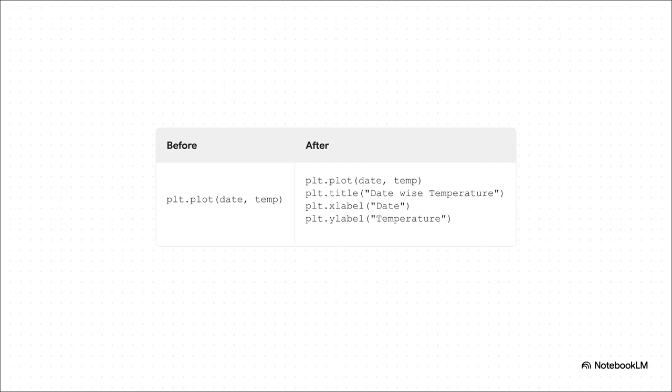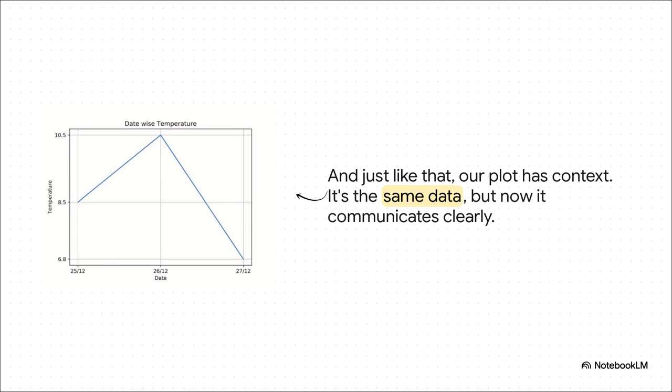And check this out, the fix is so simple. Looking at the code here, we're just adding 3 little lines, plt.title, plt.xlabel, and plt.ylabel. You're literally just telling Matplotlib, hey, this is the title, this is what the bottom axis is, and this is what the side axis is. That's it. And boom, just like that, our plot actually has context. It's the exact same data, but now it communicates something. We know we're looking at date-wise temperature. We see the date, we see the temperature. That's a huge improvement for 30 seconds of typing.